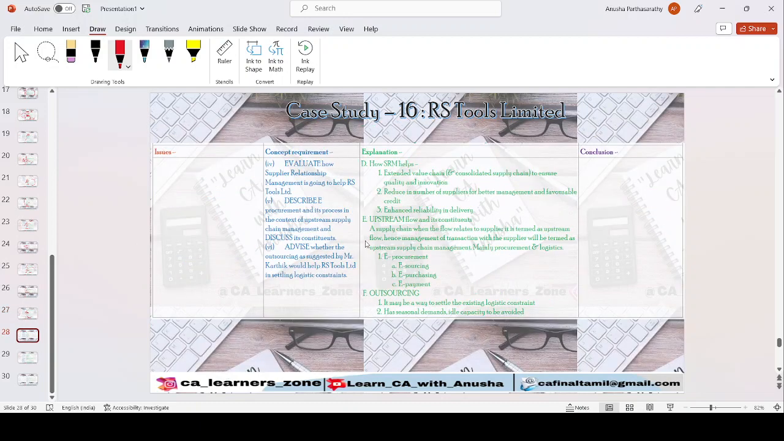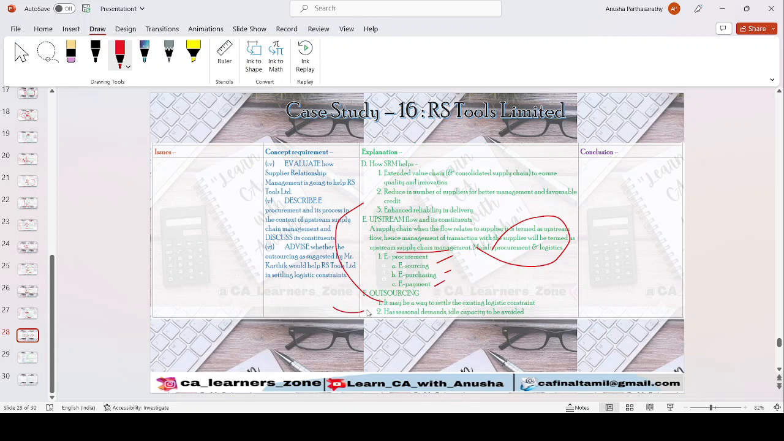Upstream. A supply chain, when the flow relates to a supplier, it is termed as upstream flow. Hence, the management of the transaction with the supplier will be termed as upstream transaction. What are the basic transactions with the supplier? It will be procurement and logistics. So, procurement involves e-sourcing, e-purchasing, and e-payment.